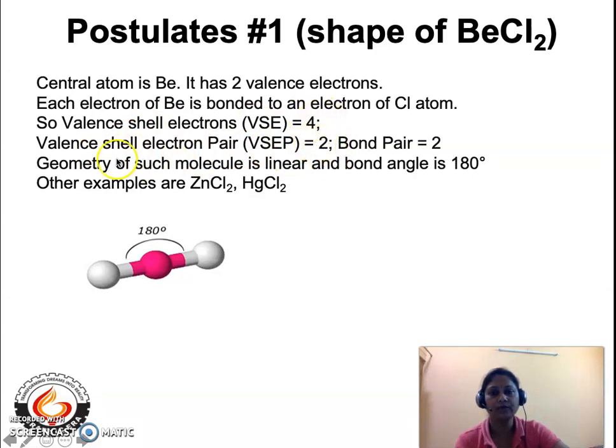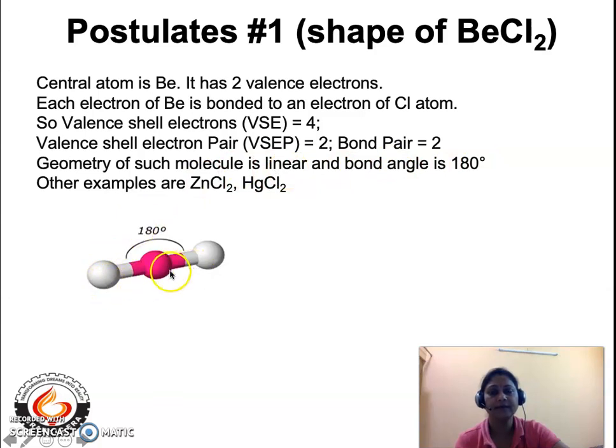Now out of the 2 valence shell electron pairs, how many are involved in bonding? The bond pair is 2. So that means there are 2 bond pairs in beryllium chloride. So the geometry of such a molecule will be linear and the bond angle is 180 degrees.